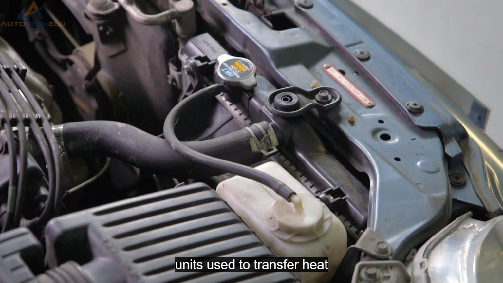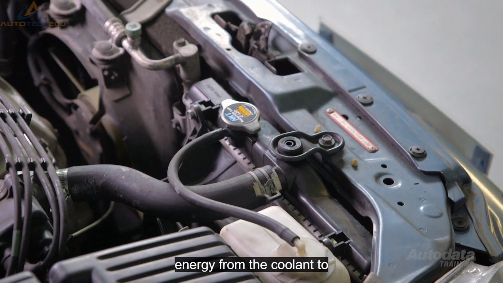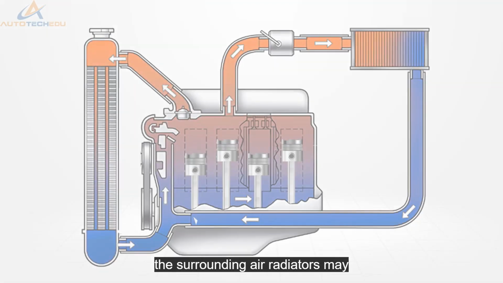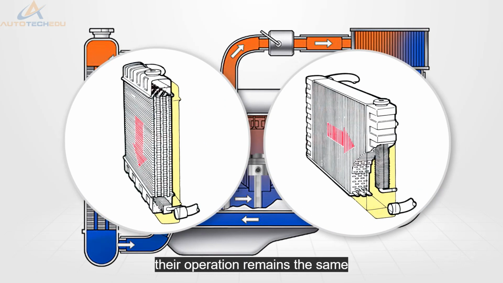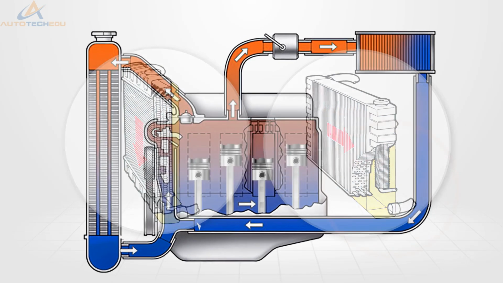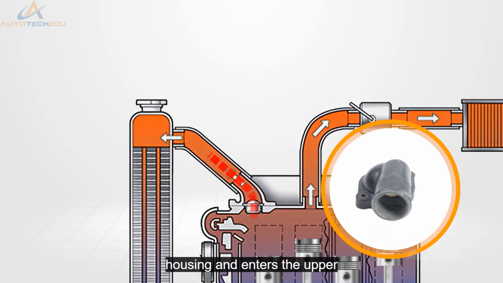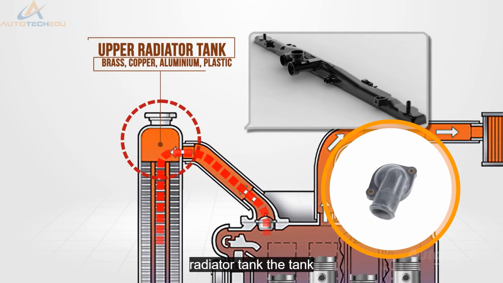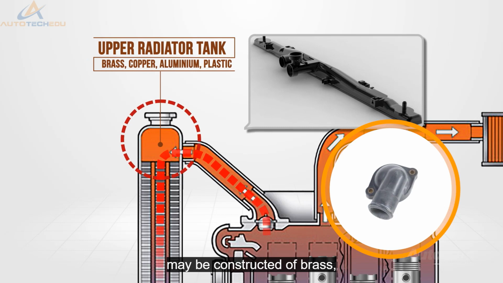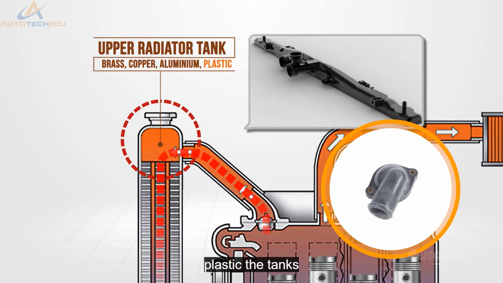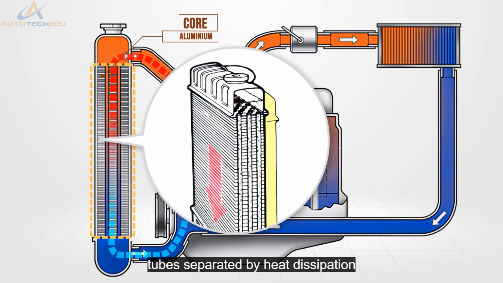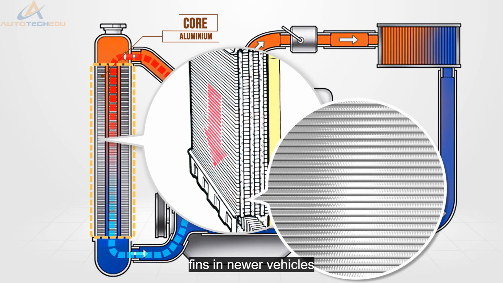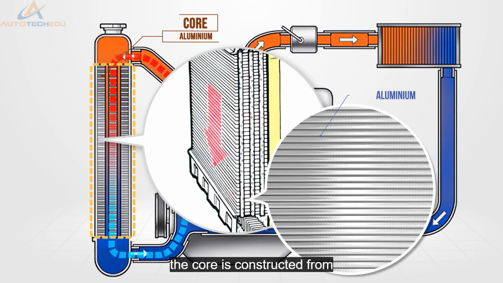Radiators are heat exchange units used to transfer heat energy from the coolant to the surrounding air. Radiators may be designed as a vertical or cross-flow type, but their operation remains the same. Hot coolant exits the thermostat housing and enters the upper radiator tank. The tank may be constructed of brass, copper, aluminium, or in modern vehicles, plastic. The tanks are attached to the core, which is a series of tubes separated by heat dissipation fins. In newer vehicles, the core is constructed from aluminium.